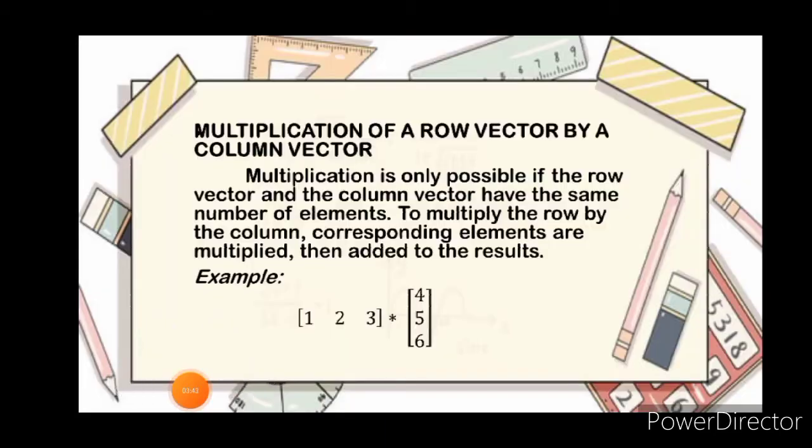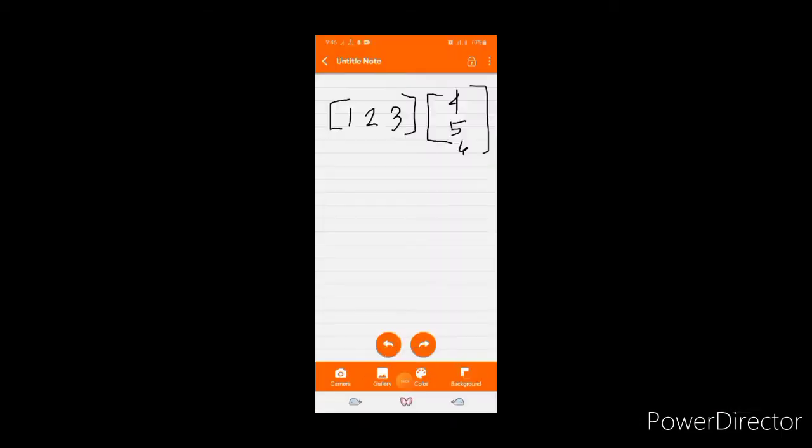Next is the multiplication of a row vector by a column vector. Multiplication is only possible if the row vector and the column vector have the same number of elements. To multiply the row by the column, corresponding elements are multiplied and then added to get the result. So for example, a row vector with the entries 1, 2, 3 and a column vector with the entries 4, 5, 6.